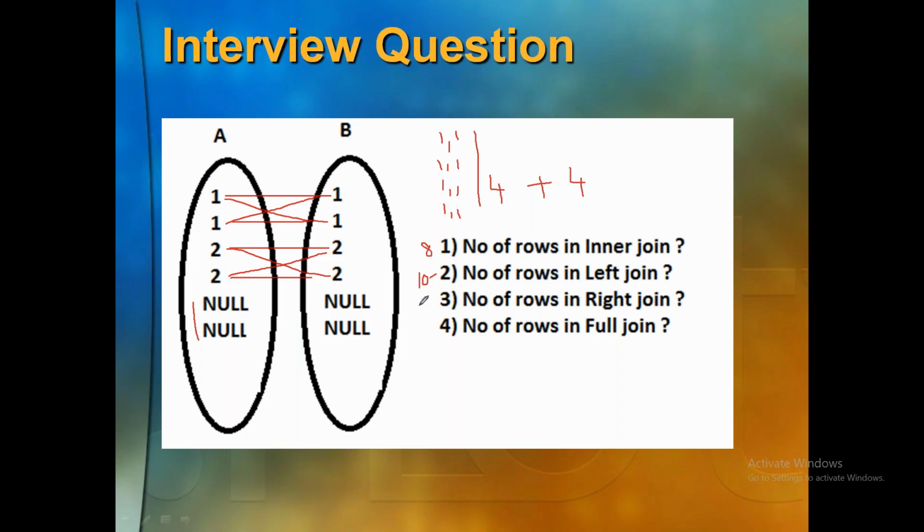Number of rows in left join is 10. Number of rows in right join is also 10, because here it is matched data plus unmatched data in the left data set, that is 2, 10. Number of rows in full join: matched data 8, plus 2 on this side and 2 on this side, and total number of rows is 12 for the full join. Am I clear? So this is your answer.